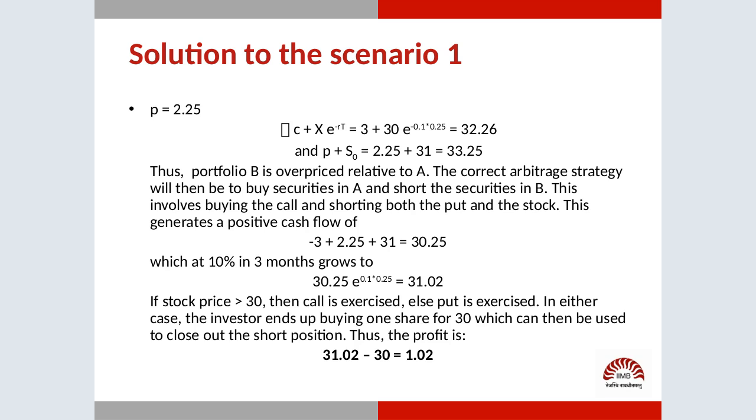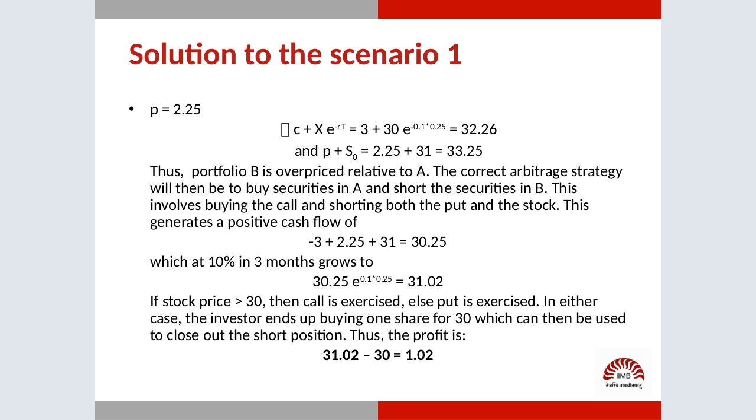To take the first case, P is 2.25. So I am calculating the two sides. C plus X to the power of minus RT, if I plug in those numbers, I end up getting 32.26. If I plug in the other side, I get 33.25. Thus the second portfolio is more expensive, or overpriced, with respect to the first portfolio. My argument is that if this happens, there is an arbitrage to be made.